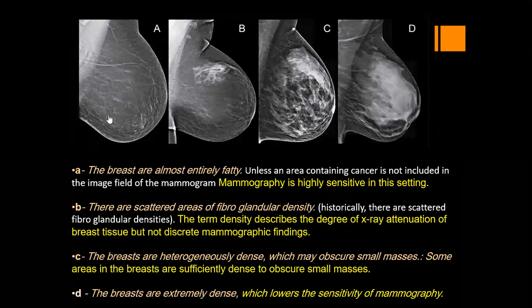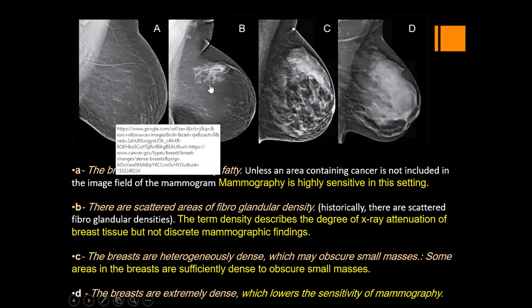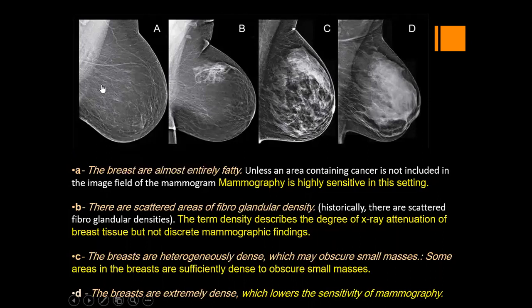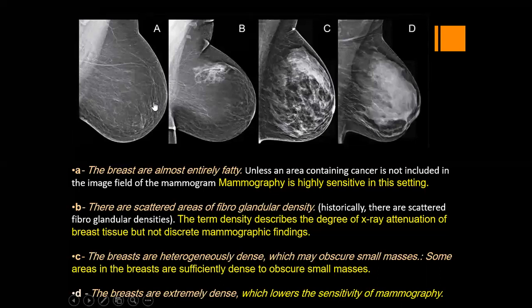And here are the 4 categories, A, B, C, and D, you see? This is definitely the most fatty, with no attenuation of the X-ray, and it is the most sensitive type of mammography, unless the lesion occurs outside the field of mammography. Otherwise, it is the highest sensitivity for the study. And the sensitivity is definitely going to decrease in B, C, and it will be least in D.